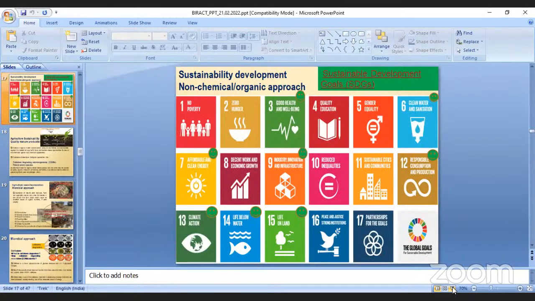This has also been mentioned in the United Nations 2015 Sustainable Development Goals. There are some key headings where chemical applications have been briefly elaborated for their harmful activities and why we should limit and reduce their load in our system. Okay, so these are the sustainability development goals.